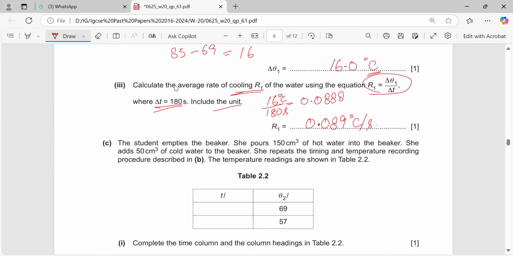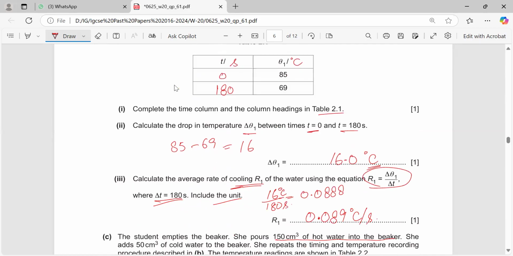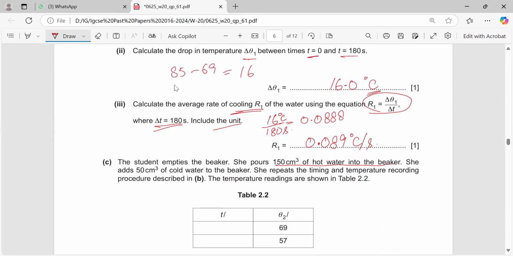The student empties the beaker. She now pours 150 centimeter cube of hot water into the beaker. See, there is a difference. Before it was 200 centimeter cube. Right now, 150 centimeter cube of hot water. She adds 50 centimeter cube of cold water to the beaker. Now the total volume is again 200 centimeter cube, but 150 centimeter cube is hot water and 50 centimeter cube is the cold water.